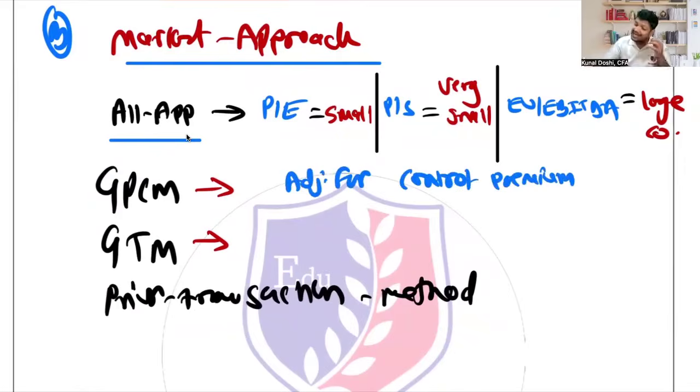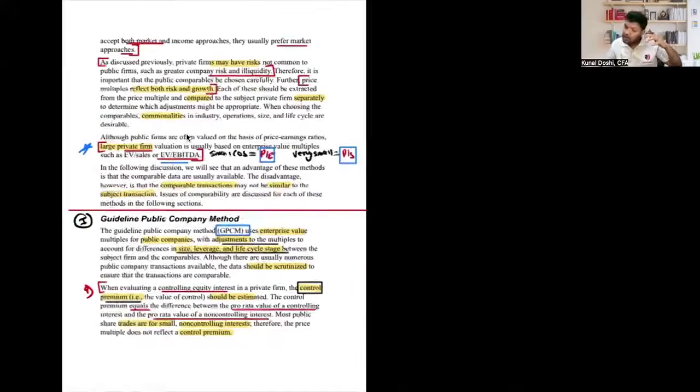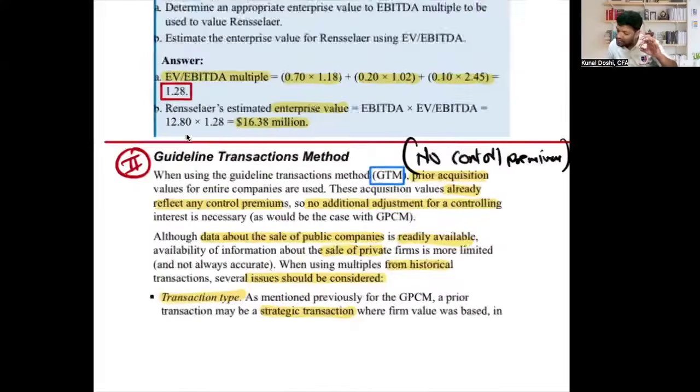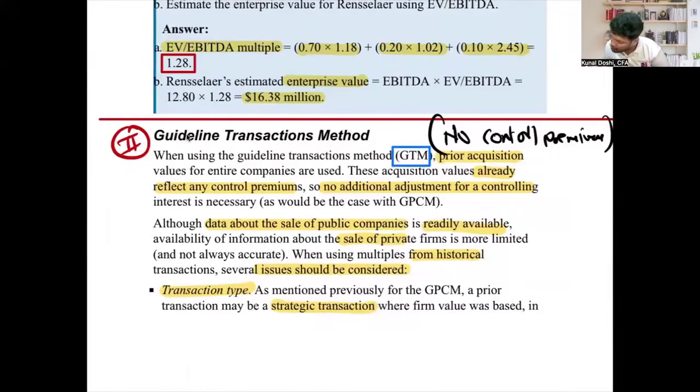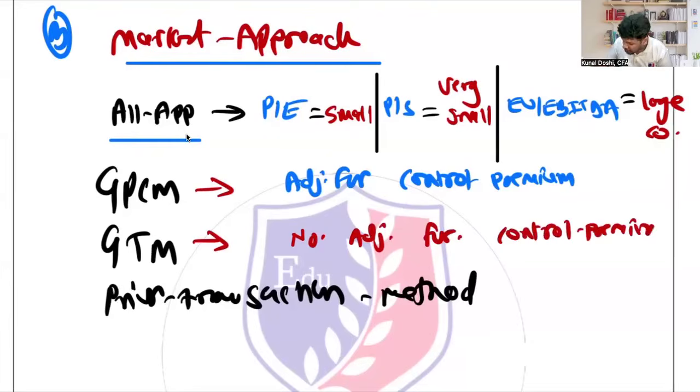However, if it's a guideline transaction method, remember past transactions already have a control premium inbuilt into it. So we need not separately adjust for the control premium. If it's a guideline transaction method, just remember no additional adjustment for control premium. So even if they give me a control premium, we will not adjust, because the past transactions already take the adjustment for control premium. So that is not needed to be considered, right?